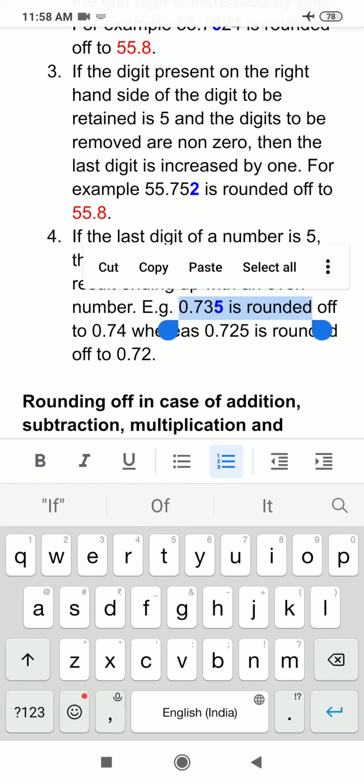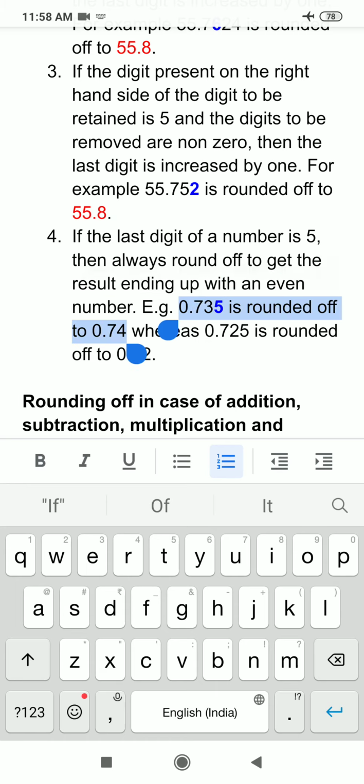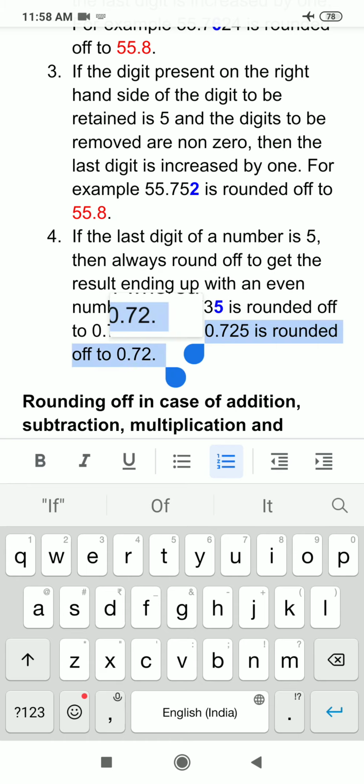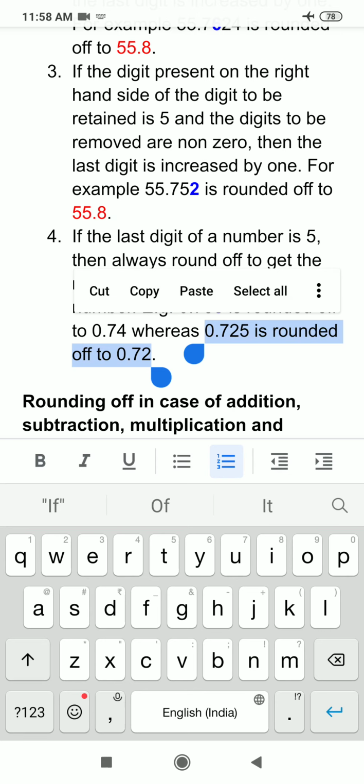So if I wish to round off 0.735, then we will get 0.74, because if I round it off to 0.73, then we will get an odd number, so that would be wrong. So we will round it off to 0.74. Now if I am having 0.725, in this case if I round it off to 0.73, then it will be wrong, because the result is having an odd number. So we will round it off to 0.72.